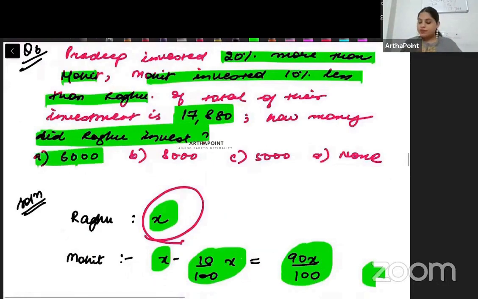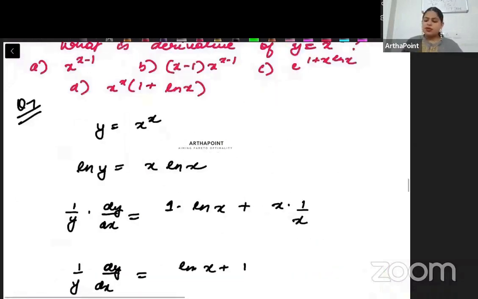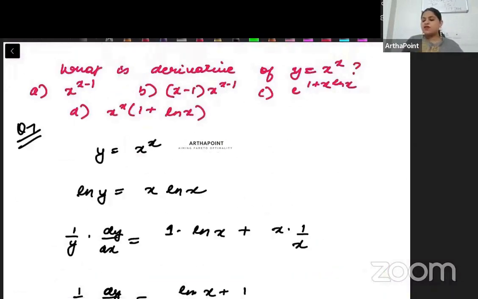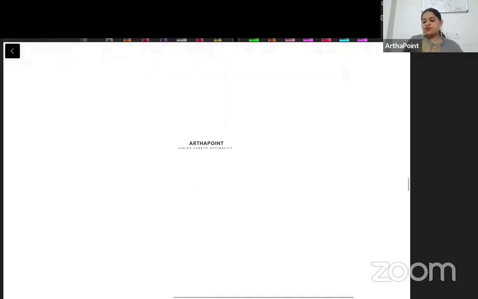Good question, right? Okay. Now, very simple. It says, what is the derivative of y is equal to x to the power x? So beta, if I have this, I can take log on both sides.